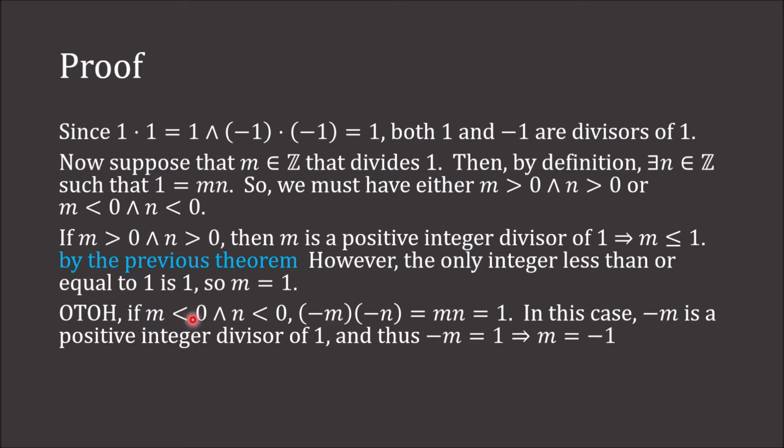Well, in both cases, we have just shown that it's either 1 or negative 1. So the only divisors of 1 are 1 and negative 1. And so the proof is complete.